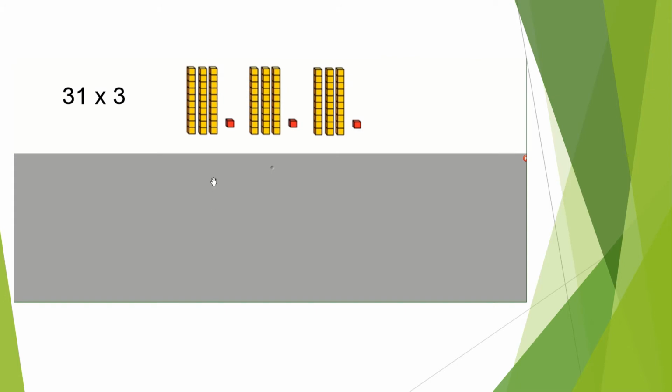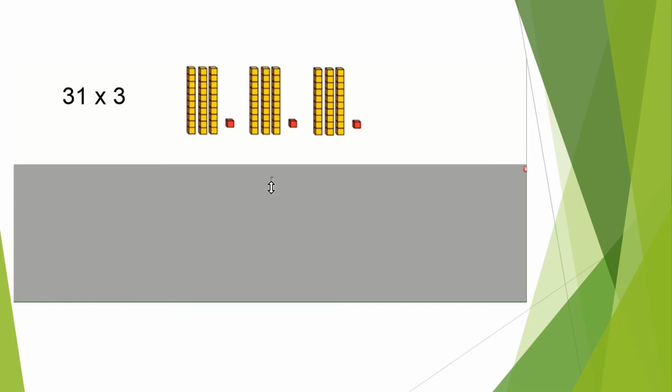Let's see how you got on. If you drew the base 10, you could have drawn 31 three times. So you can see here we have 3 tens, add another 3 tens, add another 3 tens, that makes 9 tens, and 3 ones would give you an answer of 93.